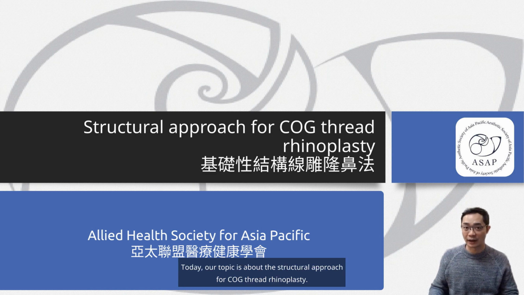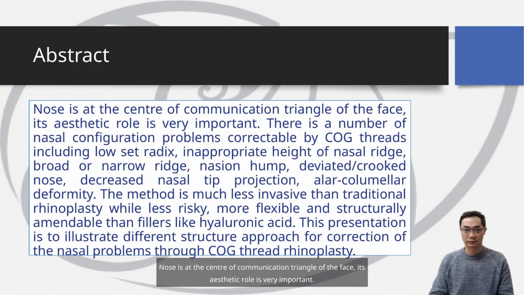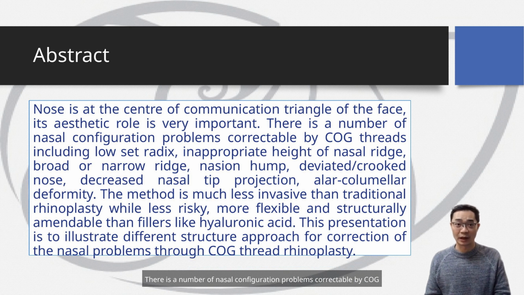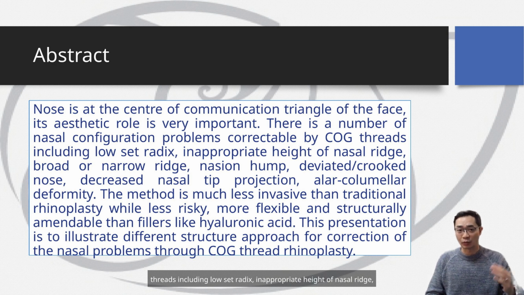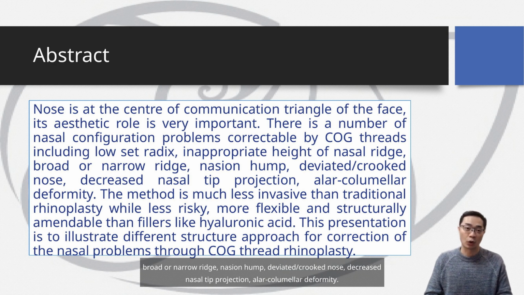Today, our topic is about the structural approach for COG thread rhinoplasty. The nose is at the center of the communication triangle of the face. Its aesthetic role is very important. There are a number of nasal configuration problems correctable by COG threads, including low set radix, inappropriate height of nasal ridge, broad or narrow ridge, nasion hump, deviated crooked nose, decreased nasal tip projection, and alar-columellar deformity.